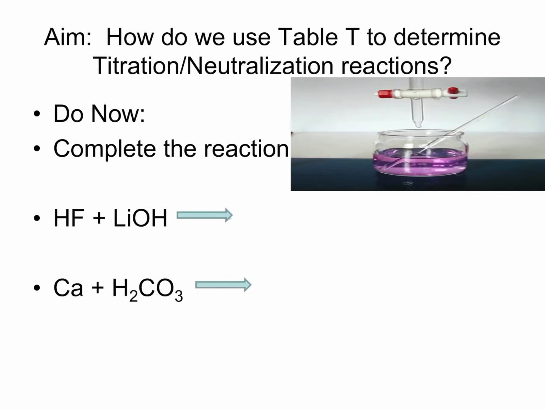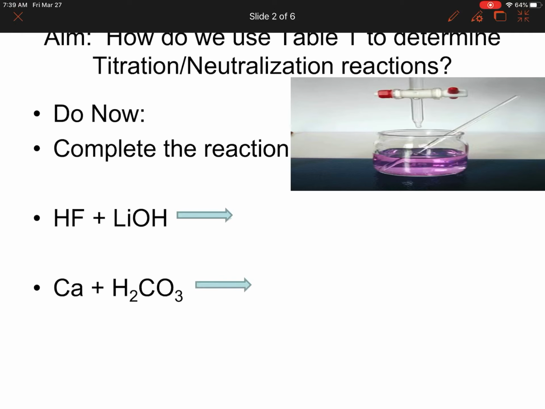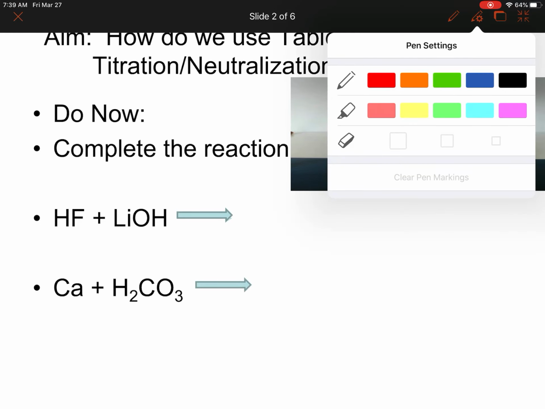Acid and base is day 7. Aim: How do we use Table T to determine titration and neutralization reactions? Table T, as you know, is where all the formulas are located. So let's proceed over here.